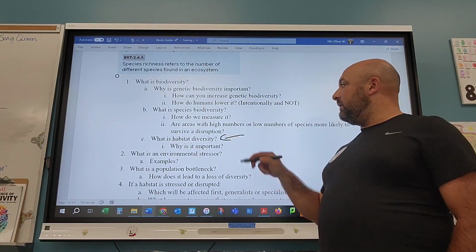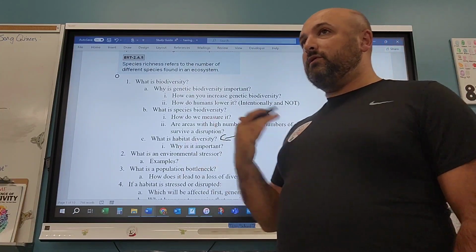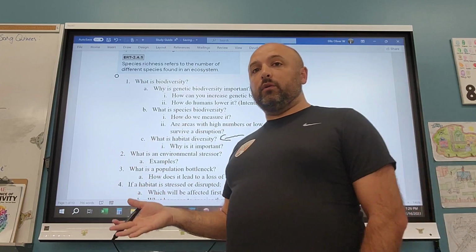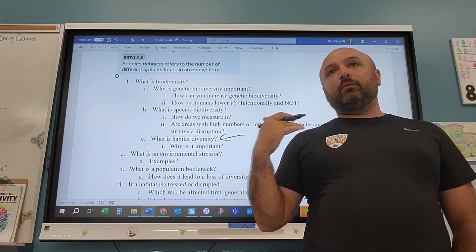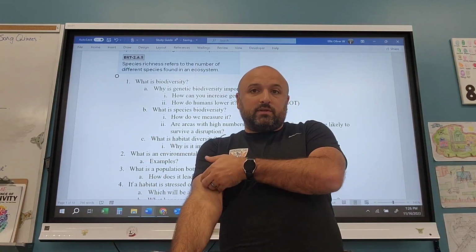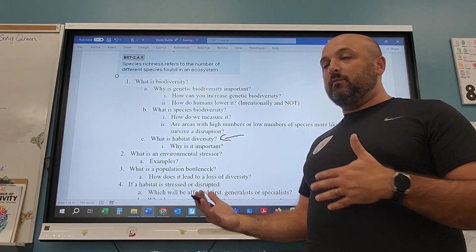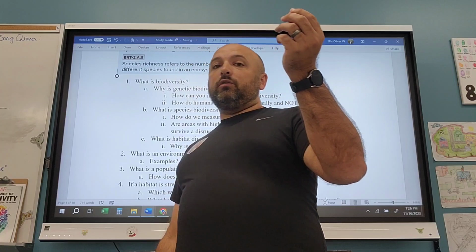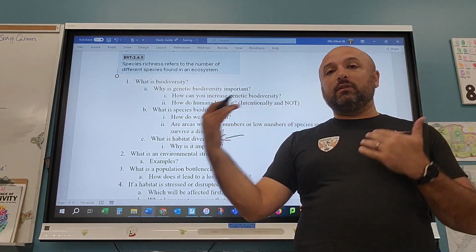Habitat diversity. Again, Earth has to have a multiple series of habitats in case, let's say, the Earth freezes over. Well, if the entire Earth was a desert and everything froze over, then all creatures would die. But by having different types of ecosystems, if the Earth does freeze over, then we have creatures in the North and South Pole who can survive that, and life can continue.